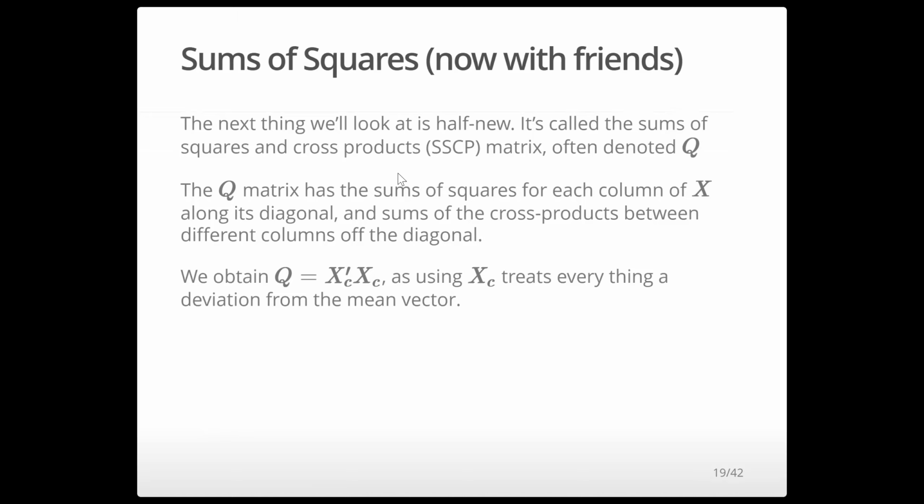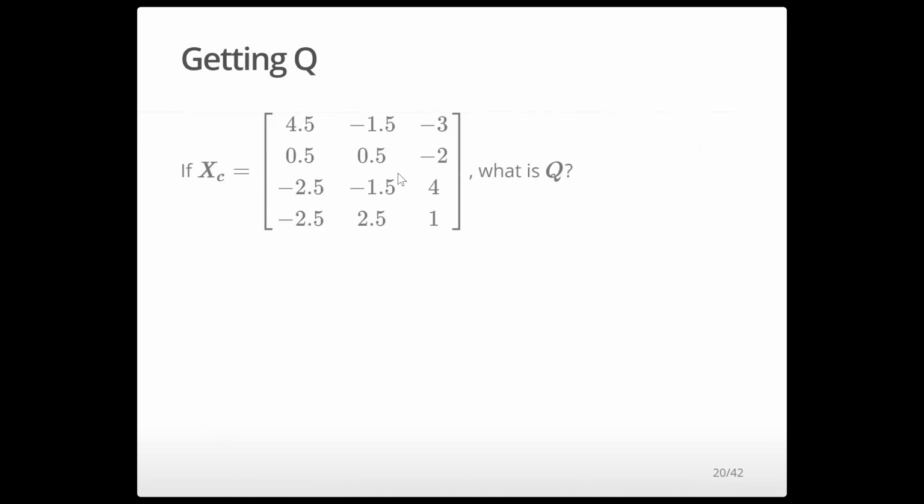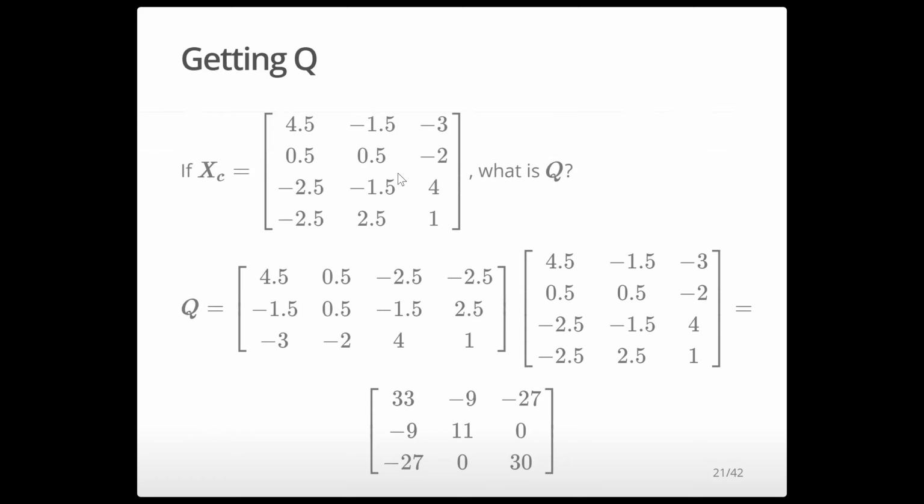And we use the centered data for this because the centered data treats everything as a deviation from the mean vector. So every column has a mean of 0. And we get Q by transposing our centered data and then multiplying it by the untransposed version. So XC transpose times XC. So if XC is what we had before, how do we get Q? Well, we're going to first transpose XC and then multiply it times XC. And we see that gives us this result down here at the bottom.